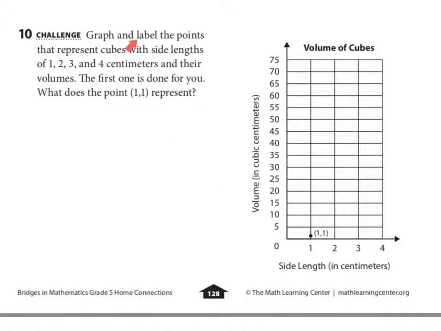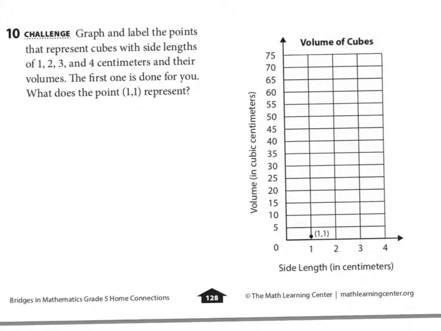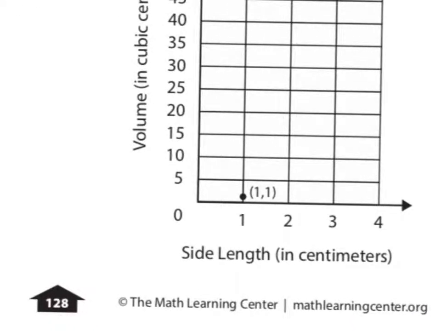So I'm graphing and labeling the points that represent cubes with side lengths of 1, 2, 3, and 4. I know that the 2 is going to be here on the 2 axis, side length of 2. What would be the volume of a cube with side lengths of 2? So 2 times 2 is what I'm trying to solve. 2 times 2 is 4, times 2 is 8. So I'm going to plot that before the 10, and I'm going to label it 2, 8.